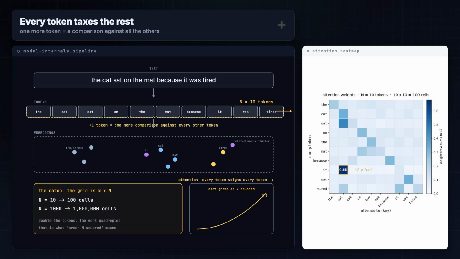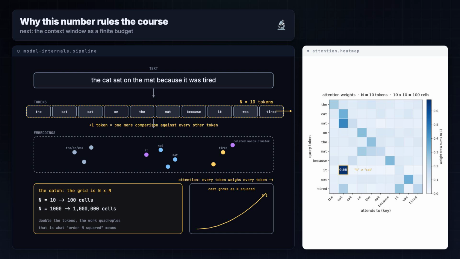So every token you put in the window isn't just storage. It's a tax on every other token because each one now has to be compared against this new one. More context literally makes the model spread its attention thinner. That's not a bug, it's the geometry of the mechanism.